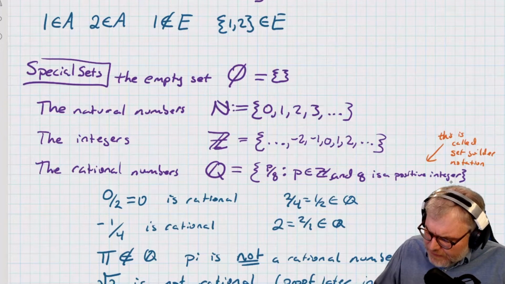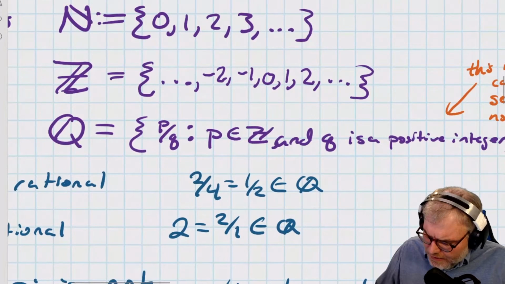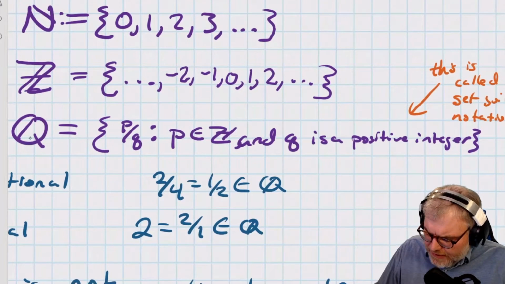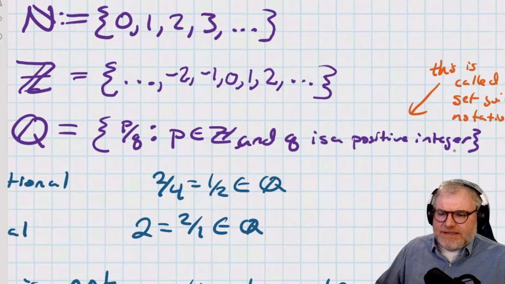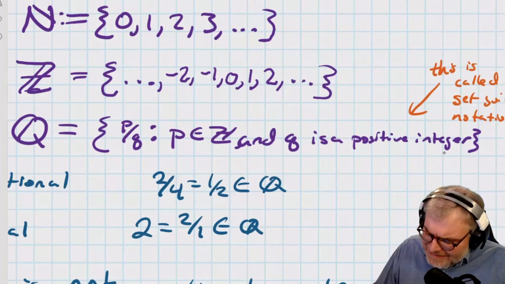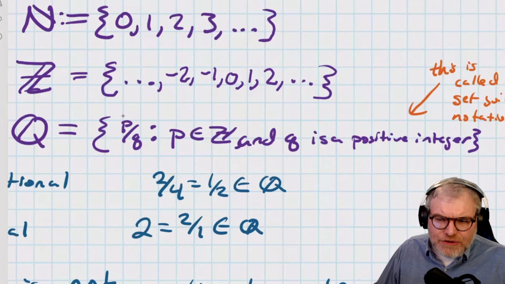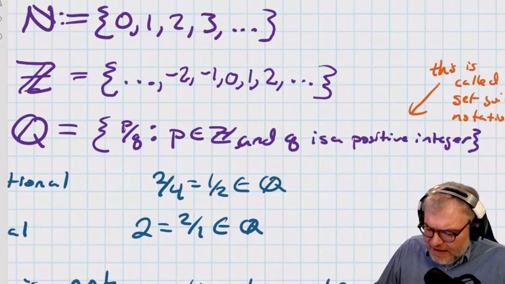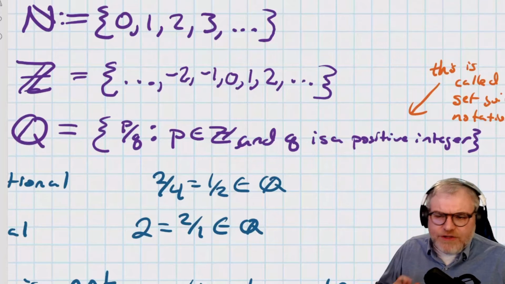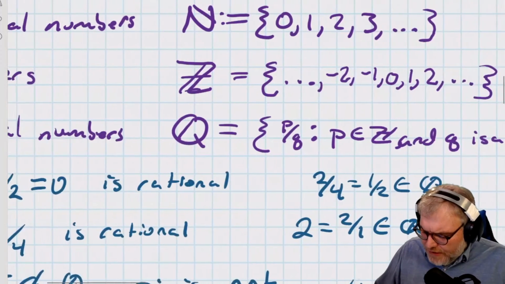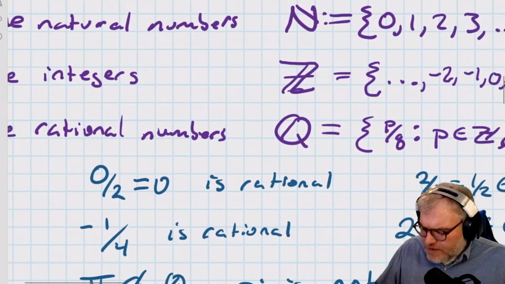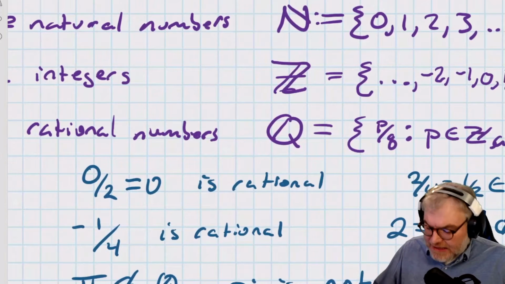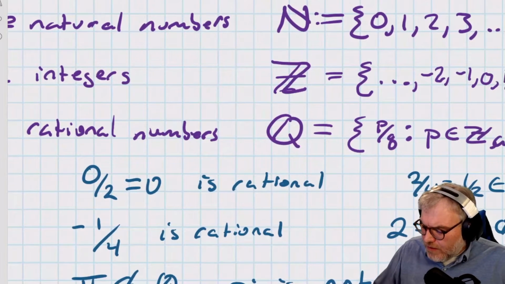This is called set builder notation. Let me show you how that works. This rational thing, Q, is p over q so that p is an integer and q is a positive integer. It's any number that can be expressed as the ratio of an integer and a positive integer. So, for example, 0 is a rational number because it can be represented as 0 over 2.